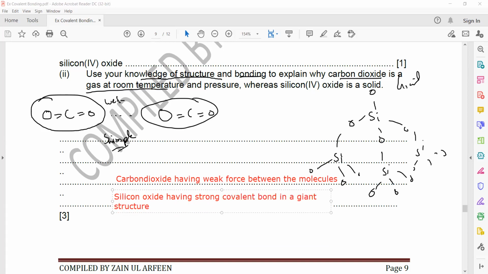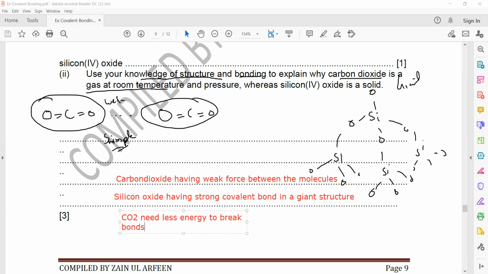And what will be the third mark? Because if a strong attraction is there, you need more force. If weaker attraction, it means less force or less energy. So in case of carbon dioxide, I'm writing CO2, it needs less energy to break the bonds. And silicon 4 oxide, SiO2, needs more energy to break the bonds. So these are the points you should write.